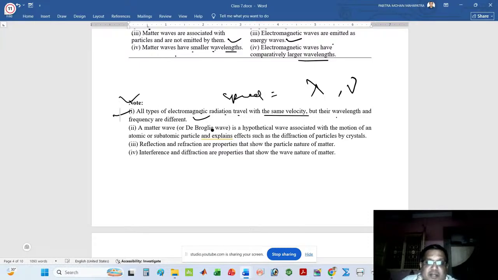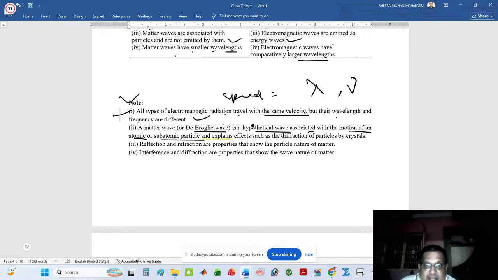And matter wave, that is de Broglie wave. Matter wave is also termed as de Broglie wave. It is a hypothetical wave. Such a type of wave cannot be found. It is taken hypothetically. So here I can say that a matter wave or de Broglie wave is a hypothetical wave associated with the motion of an atomic or subatomic particle.